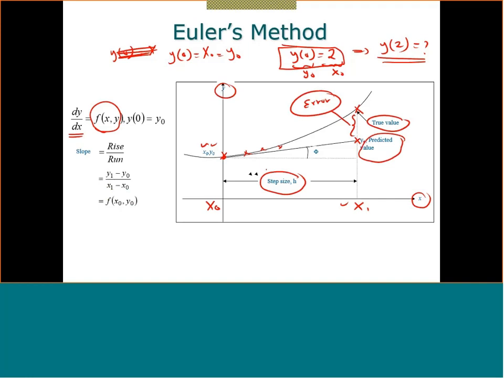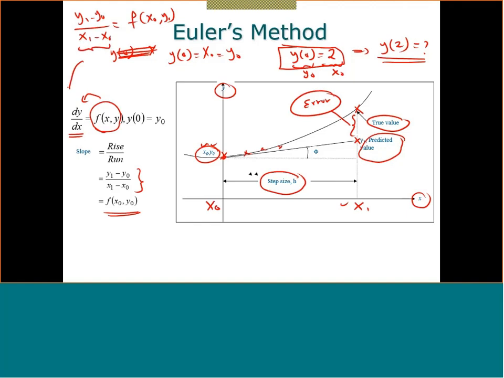Okay, so the slope for this line is basically the difference in y's, y1 minus y0 divided by x1 minus x0. So this is your slope, and this is basically the function defined at x0, y0, because remember, the function is equal to the slope. This is always true. Now, this is my slope, which is equal to my function defined at x0 and y0. So if you look at this equation, I have y1 minus y0 divided by x1 minus x0, which is equal to the function at x0, y0.